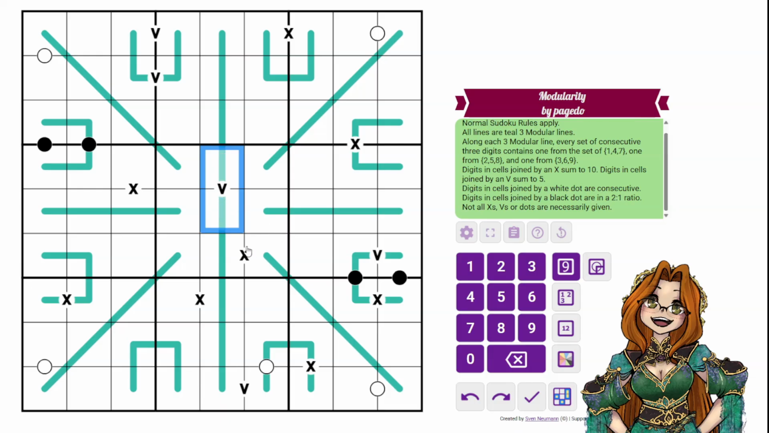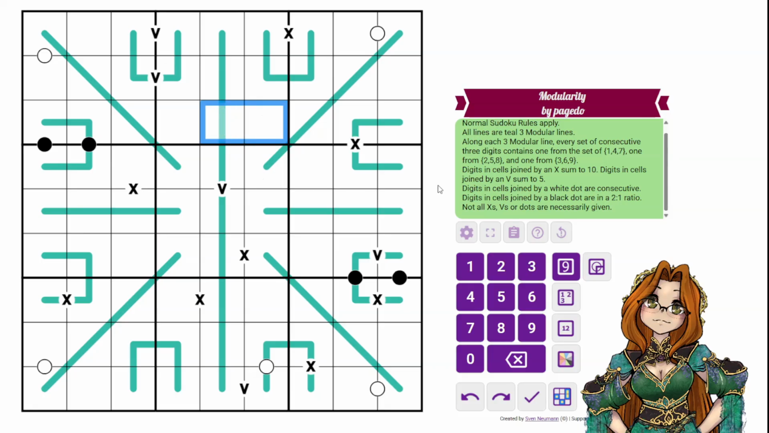Digits in cells joined by a white dot are consecutive, so if this was a 2, this digit would have to be next to a 2, so that would be either a 1 or a 3. And then digits in cells joined by a black dot are in a 1 to 2 ratio. So if this was a 2, this here could either be double 2, which is 4, or half of 2, which is 1. And not all X's, V's, or dots are given. So if we had a 2 here, this could be a 3 to add to 5, or a 1 to be consecutive. And it doesn't matter that there's not a dot here, we can still do that.